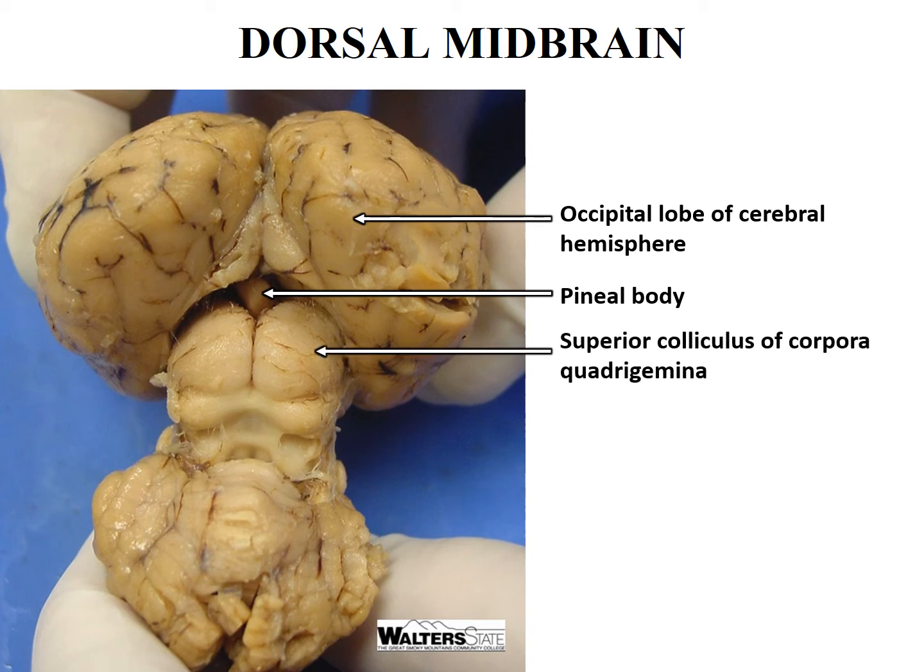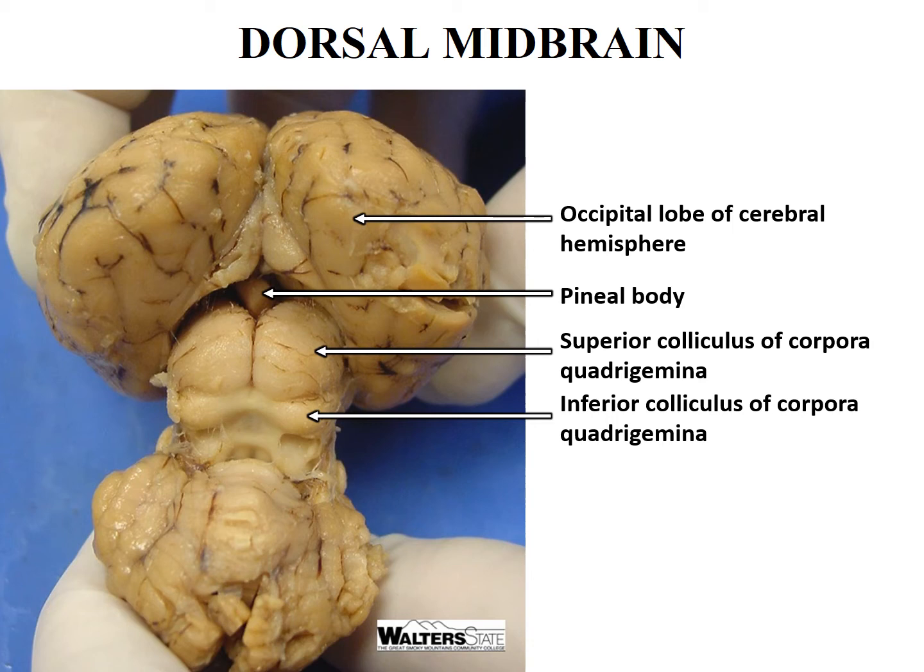This is the superior colliculus of the corpora quadrigemina. The corpora quadrigemina are sort of four swellings. Here's the superior colliculus and the inferior colliculus, and they're responsible for reflexive head turning in response to either sudden visual or auditory stimuli. And this is the cerebellum.